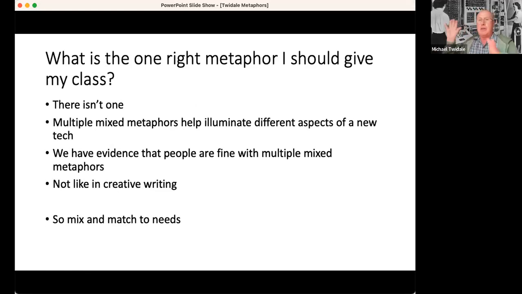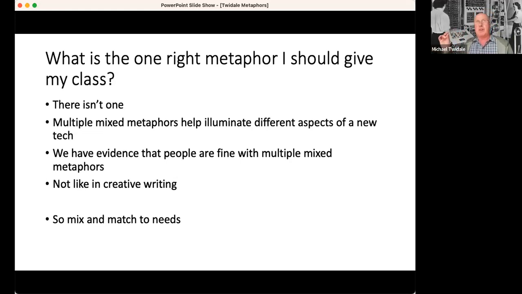So in Q&A, when I've talked to people about this, they say, oh, I get this metaphor thing. That sounds really exciting. Yeah, but I think I'm using the wrong metaphor. Please tell me, Mike, what is the one right metaphor I should give my class? And the answer is there isn't one. Different metaphors for different people at different times in their lives for different purposes. So sorry, you need lots of them. The good news is multiple mixed metaphors help illuminate different aspects of the problem.